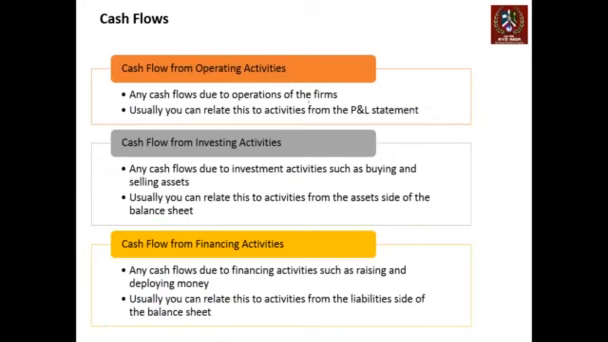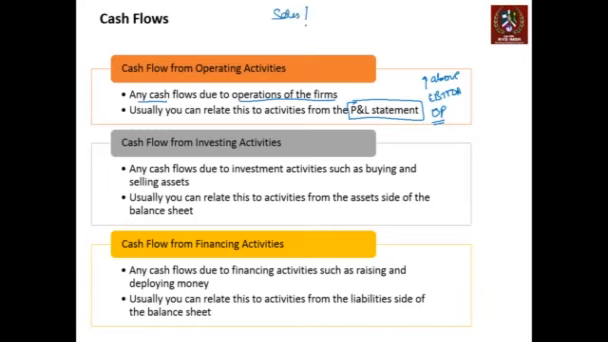Cash flow from operating activities is any cash flow due to the operations of the firm. So you sell something, you spend money in order to procure those sales, raw materials, etc. Everything is a part of the cash flow from operating activities, right? Usually, if you want to try and find out where you relate this activity from, if you look at the profit and loss statement, most of the line items that come above the operating profit, above EBITDA, right? Earnings before interest, tax, depreciation, and amortization. Most of the line items above this correspond to cash from operating activities.